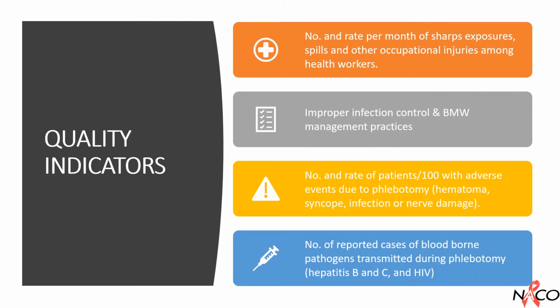Therefore, to monitor pre-analytical processes, quality indicators include number and rate per month of sharps exposures, spills, and other occupational injuries among health workers, improper infection control and biomedical waste management practices, number and rate of patients per 100 with adverse events due to phlebotomy like hematoma, syncope, infection, or nerve damage, and number of reported cases of blood-borne pathogens transmitted during phlebotomy like hepatitis B, hepatitis C, and HIV.